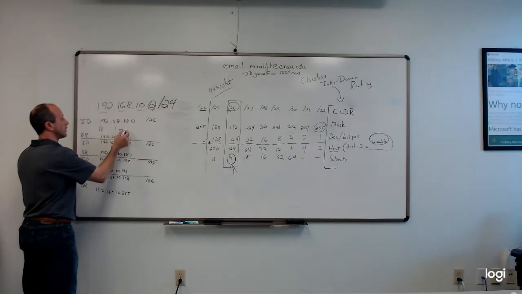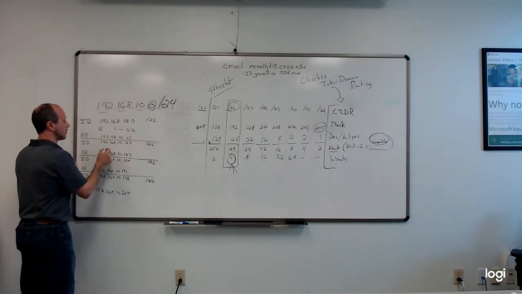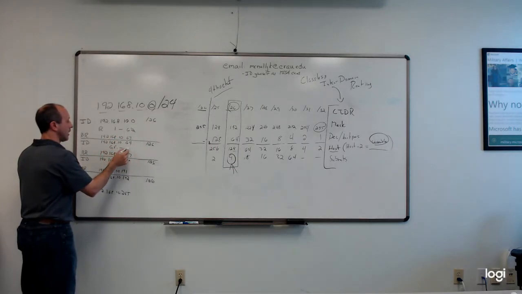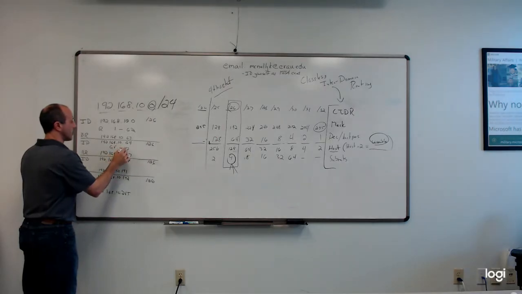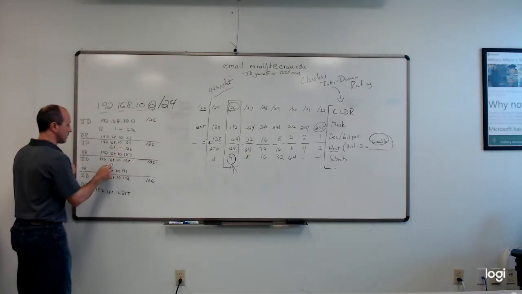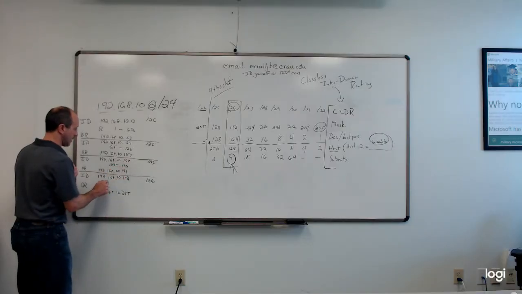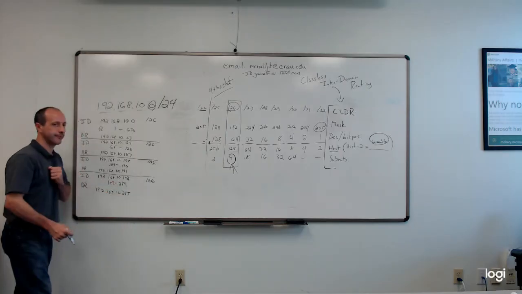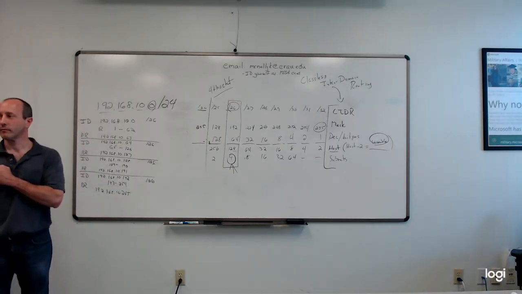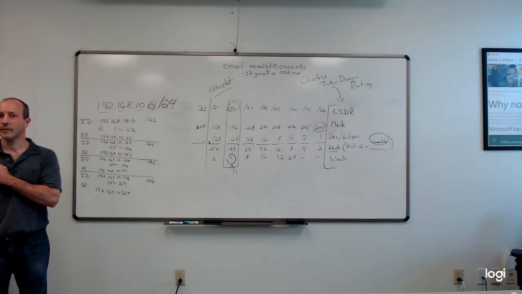.1 to .62, .65 to .126, .129 to .190, .193 to .254. That's as far as any subnetting that you would be responsible for at this point in time.